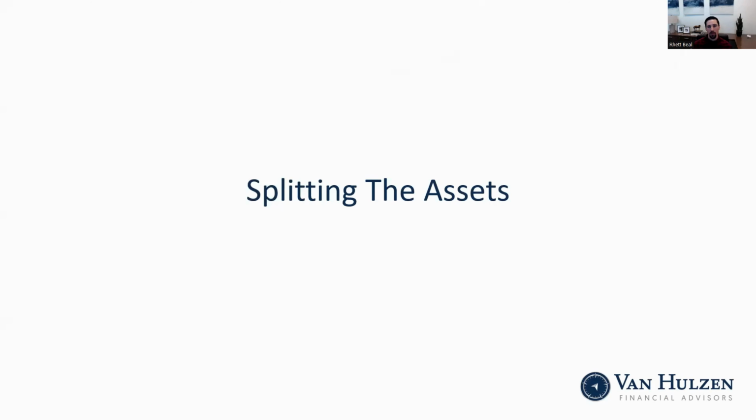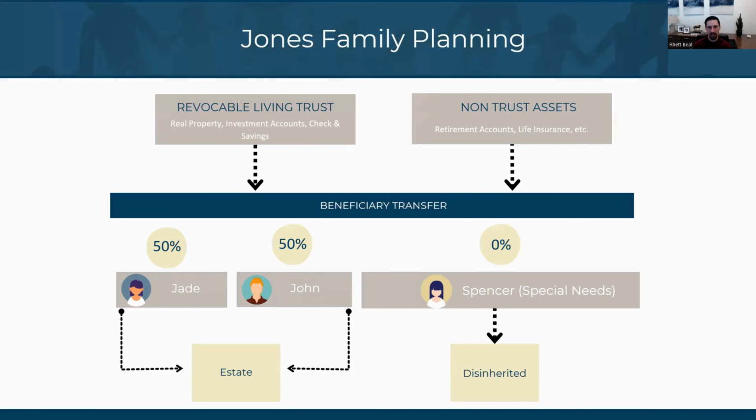When most people come into my office, this is the estate plan that I most often see. Parents come in, they tell me that they've ensured nothing is in their child's name with special needs to protect their government benefits, with the expectation that the other siblings will step up to support their brother or sister, right? You can see that of the estate, 50% is going to Jade and 50% is going to John, and Spencer, who has special needs, has been disinherited. There are significant risks to this.